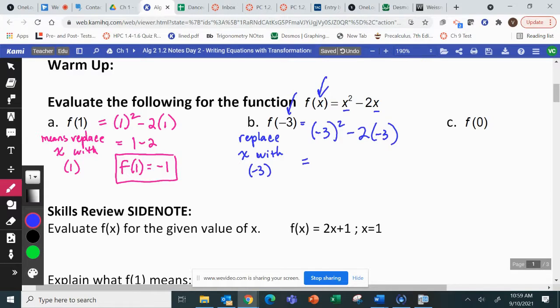So then I do -3 times -3, 9. Then I do -2 times -3 plus 6. So f of -3 is 13.